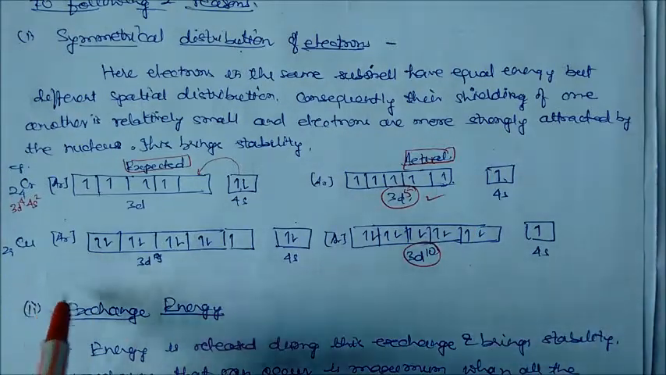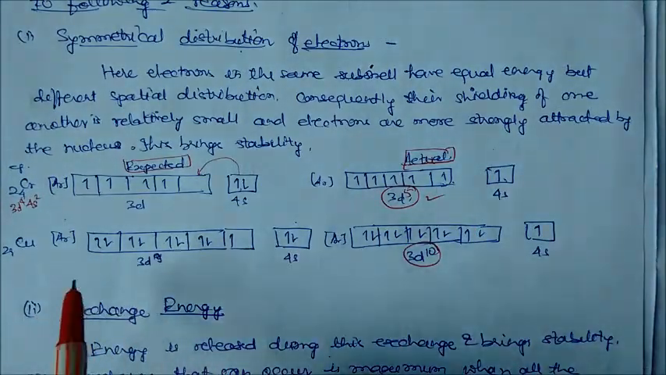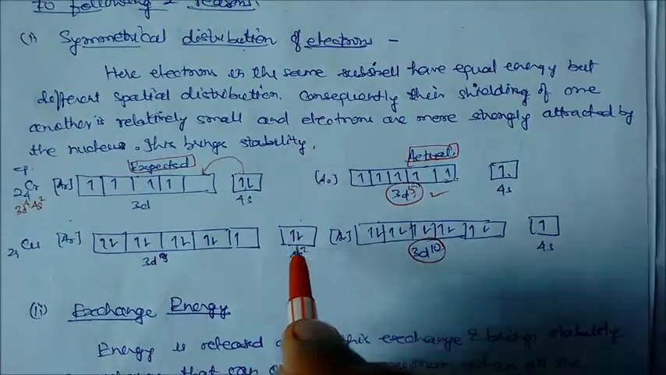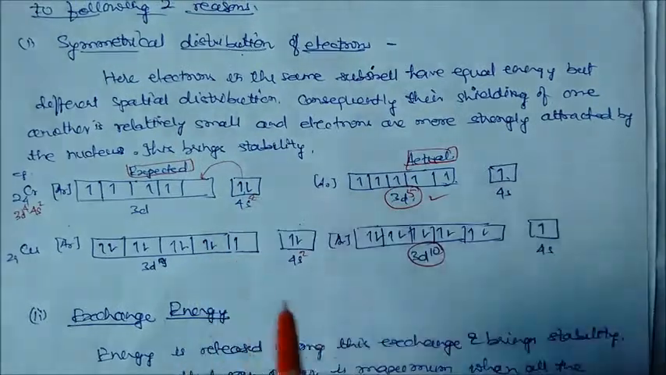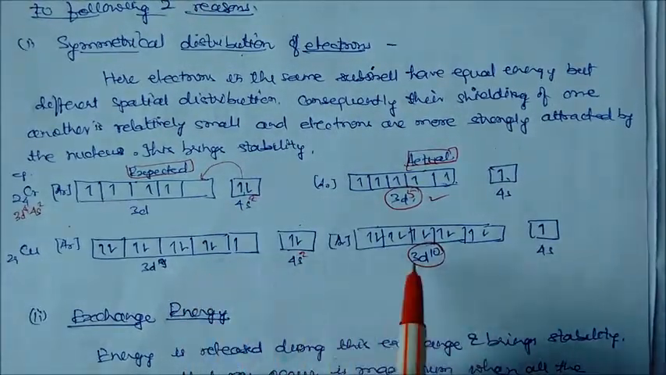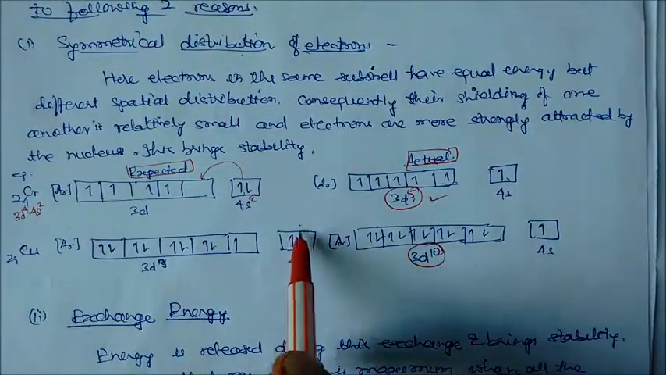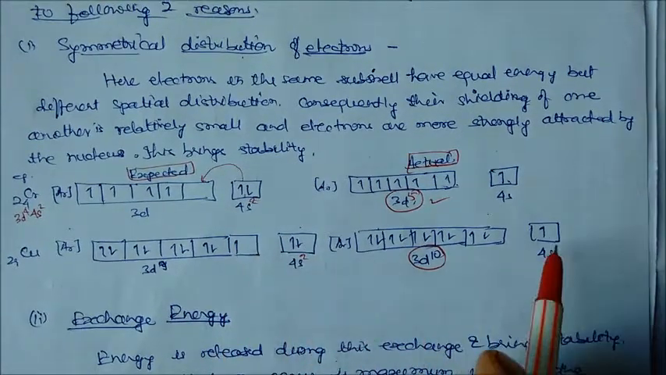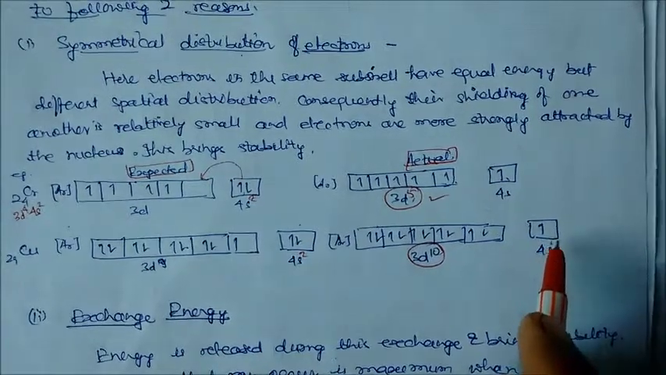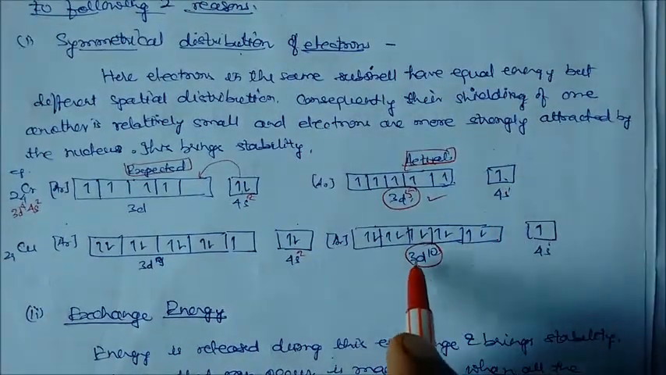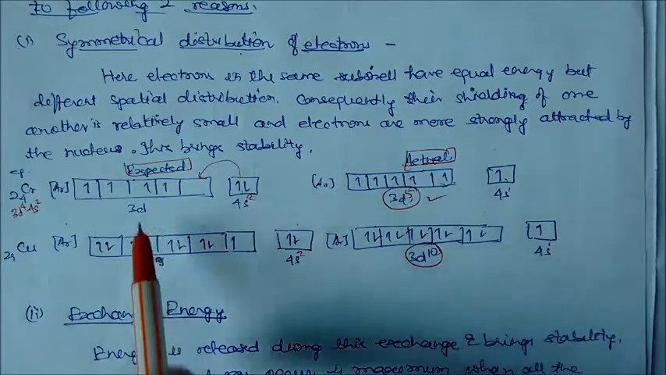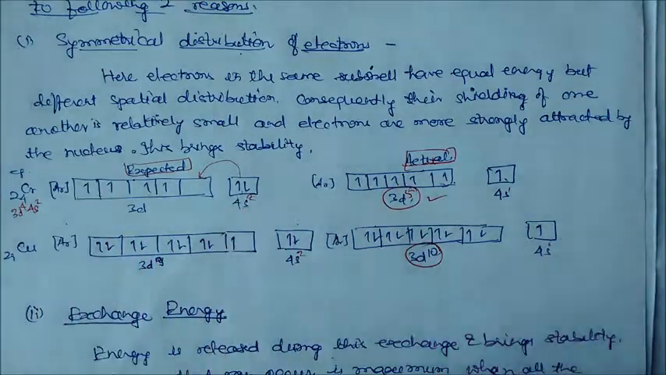Similarly in copper, as I have seen on the previous page, the atomic number is 29. So this is 3d9, 4s2. This is expected, but we are getting this configuration: one electron shifts from the 4s2 to the 3d. So we will get 4s1 here, and 3d10. This is more stable than the other one. This is one of the reasons for the stability, that is the symmetrical distribution of electrons.